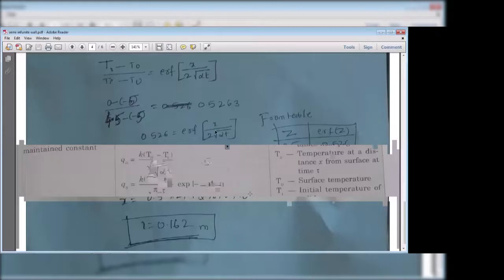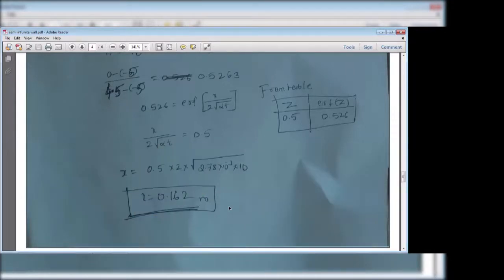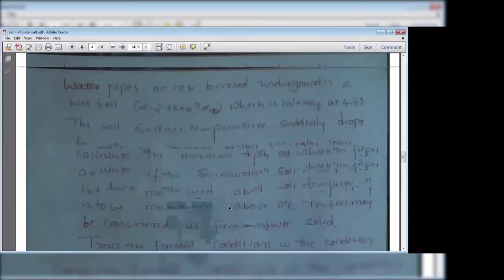Because this is the Z value, x is equal to 0.5 into 2 root of 2.78 × 10^-3 into 10, where 10 is the time. Then x is equal to 0.162 meter. So at this depth we need to build the pipe to maintain the surface temperature of 0 degrees Celsius. This is the concept of this numerical.